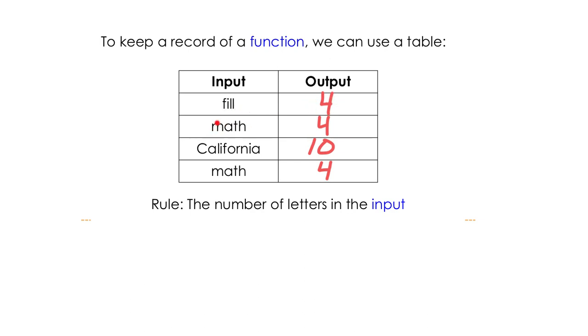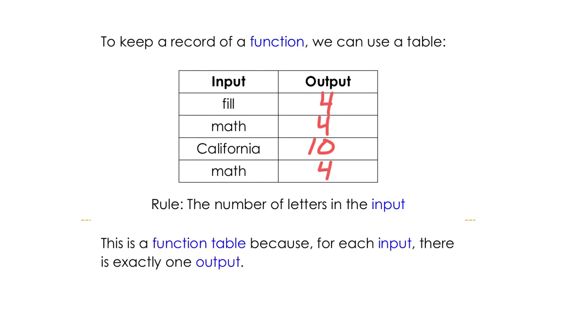The word math has 4 letters, so the output is 4. California, 10 letters. Math, well, we already did that one. Still has 4 letters. So this tells us that this table represents a function. This is a function table because for each input, there's exactly one output. Doesn't matter how many times I put the word math into the function, I get the same output every time. So because each input has exactly one output, we know this is a function.